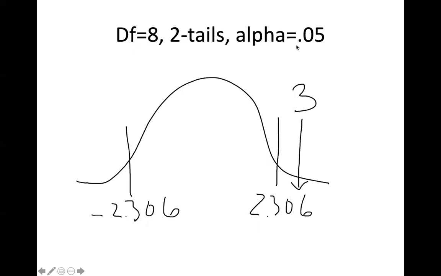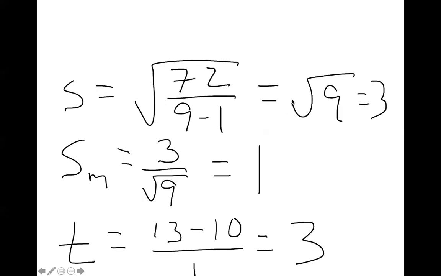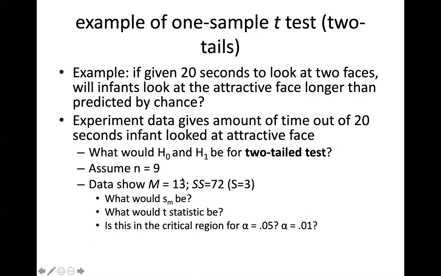So when we use an alpha level of 0.05, going back to our problem, the sample mean of 13 is significantly different than the hypothetical population mean of 10. They were looking at the attractive face significantly longer than chance performance of 10 seconds. That's assuming that our alpha level is 0.05. But now let's do an example where our alpha is 0.01.